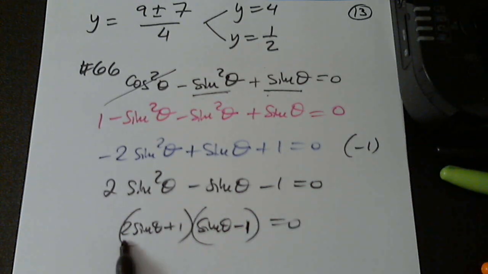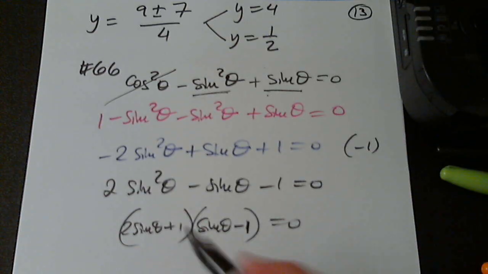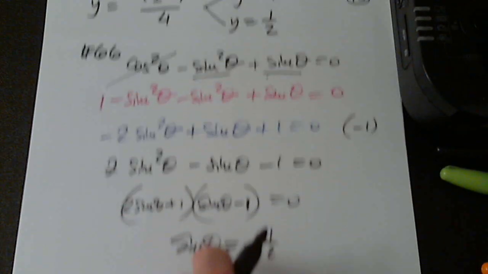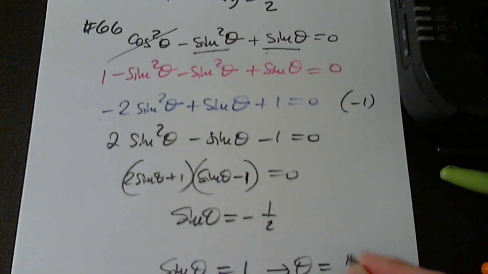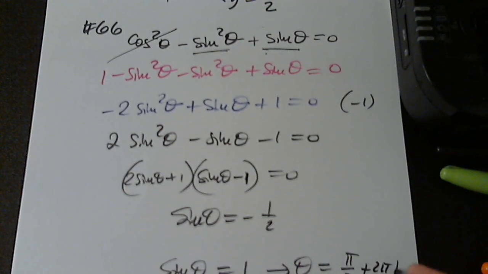Let's check. 2 sine squared theta minus 2 sine theta plus sine theta, 1 times -1. So there are two options: sine theta is -1/2 and sine theta is 1. This is easy. Theta equals pi over 2 plus 2 pi k.